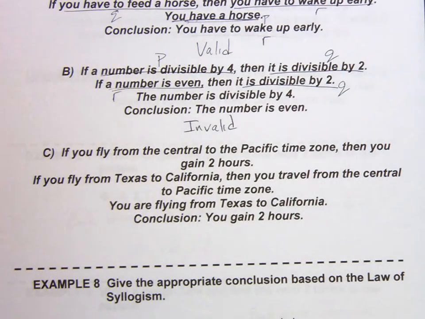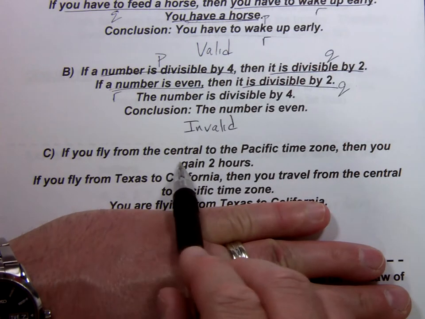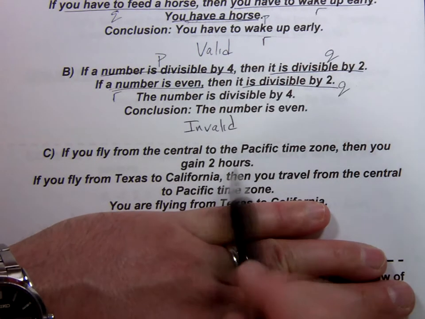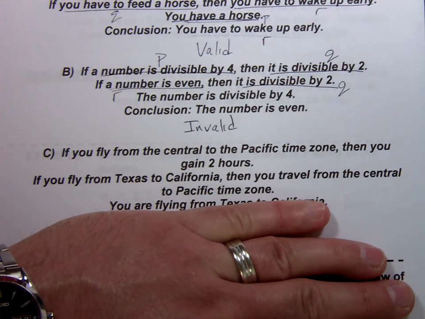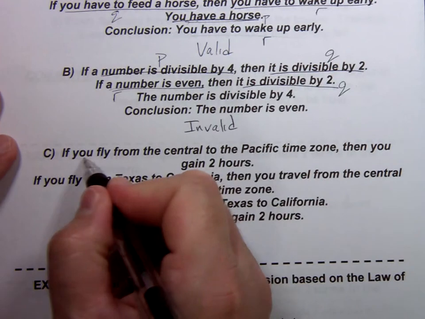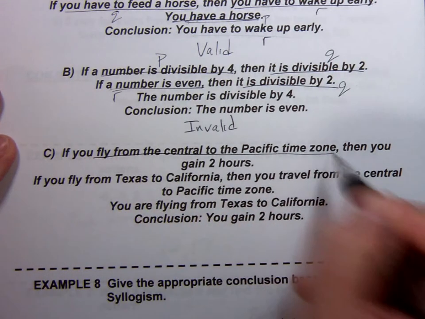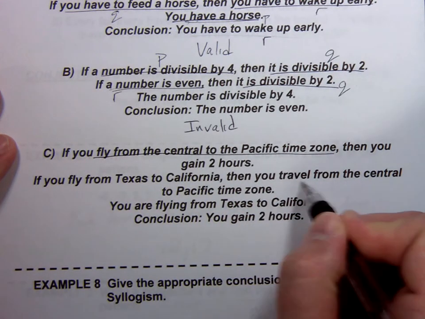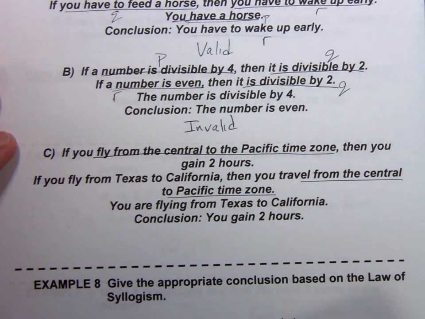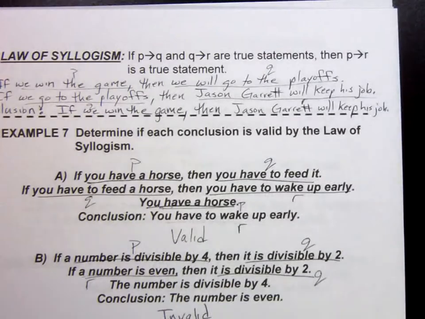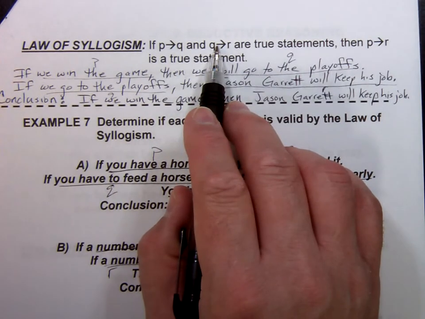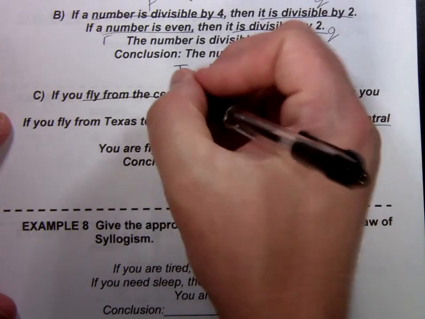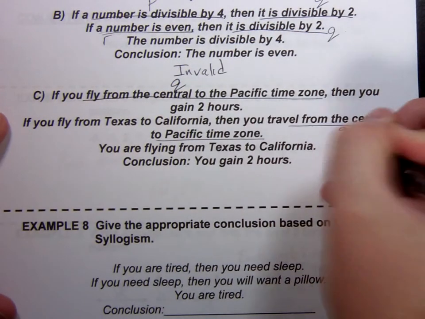What did you hear repeated before we got to this part? If you fly from the Central to Pacific time zone, then you gain 2 hours. If you fly from Texas to California, then you travel from the Central to Pacific time zone. The flying from Central to Pacific time zone is what is repeated, right? Well, remember in our law of syllogism, the one that's repeated is Q, right? Q comes up twice in that situation. So that's going to have to be Q if this is going to work. We don't know it's going to work yet, but it's going to have to.